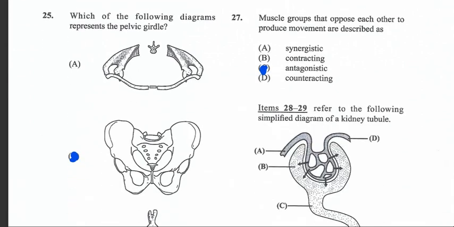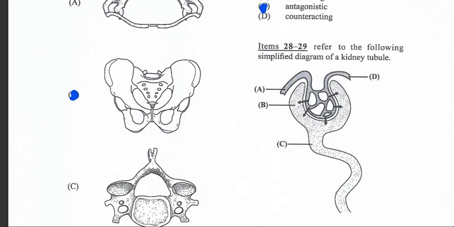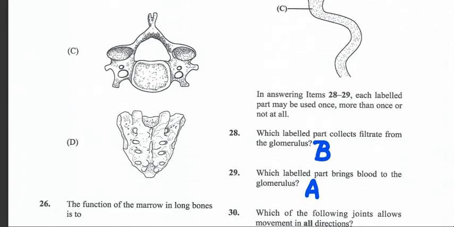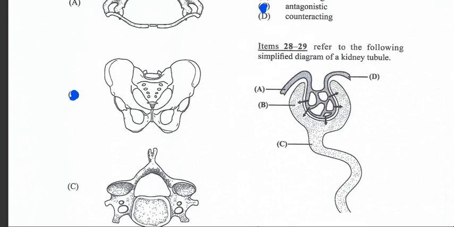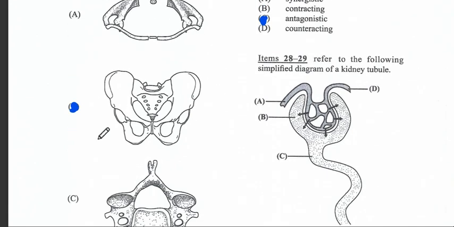Which of the following diagrams represents the pelvic girdle? We are talking about the pelvic girdle, guys. We just look at these bones and see which best describes the girdle. So the pelvic girdle here would be B. So this is the answer here, guys.